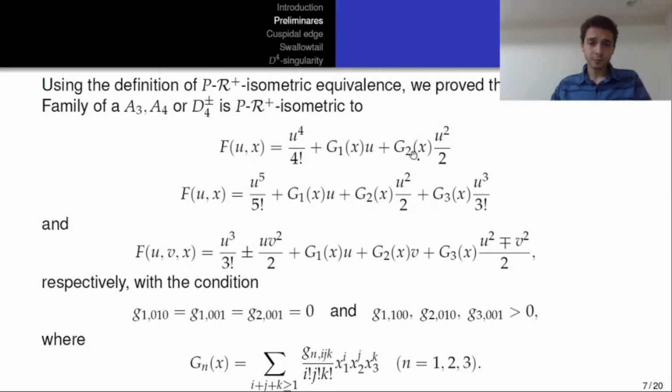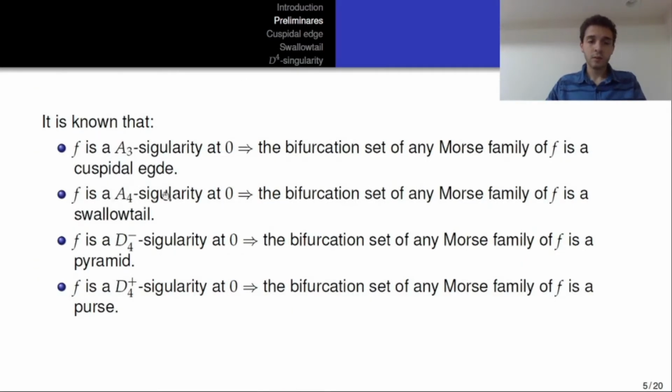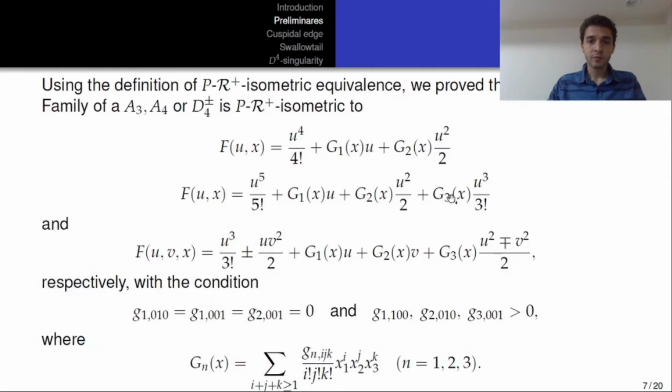The similar thought applies if I want to study a swallowtail, for example. So I take an A4 singularity, any Morse family, and actually I just need to study this type of Morse family, because any Morse family is PR plus isometric to this Morse family, and so the bifurcation set would be isometric. And the same occurs with D4 plus and minus. The Morse family I can suppose is like that.